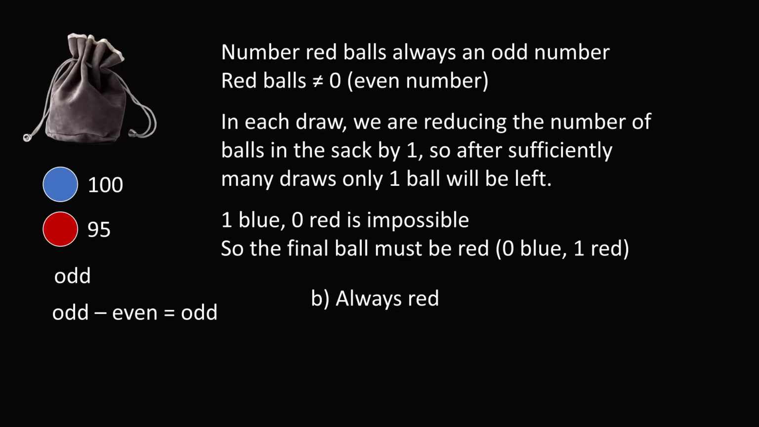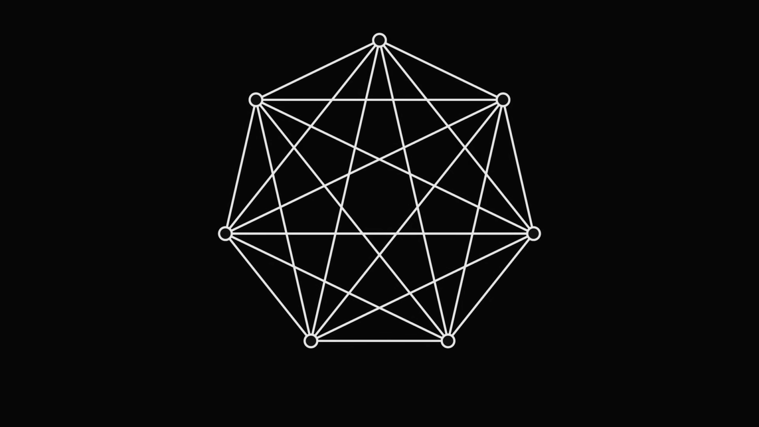The correct answer is B, always red. Puzzle 6. Here we have a shape formed by 7 equally spaced points, and we've connected every pair of points with a line. The puzzle is, how many triangles do you see?